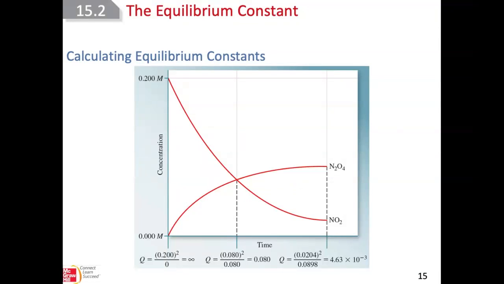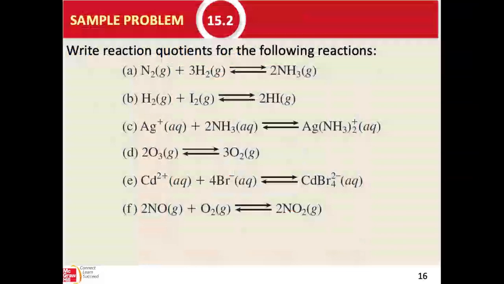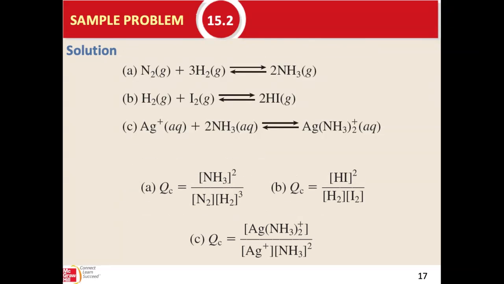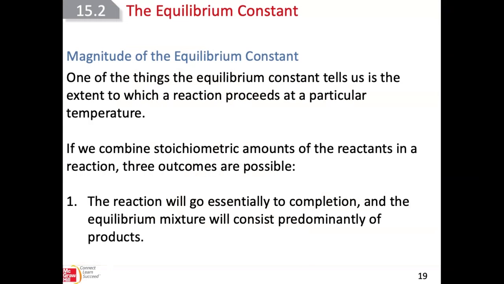So once again, we can look at the graph, and also we can calculate the Qc at any point. At any point, we have the concentration of the reactants and the concentration of the product, and we can calculate the Qc. So again, this is sample problem 15.2, which is also given to you in the textbook, which is on the ALEKS website, and you can look at that, and the solutions are given to you with the explanations.